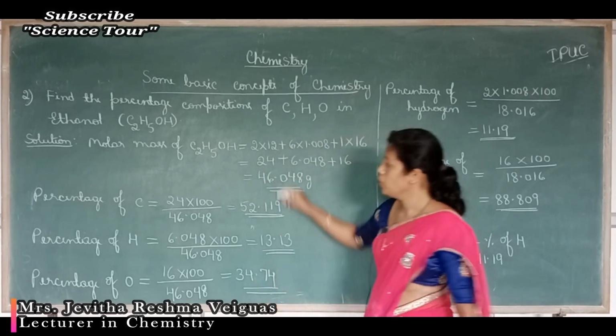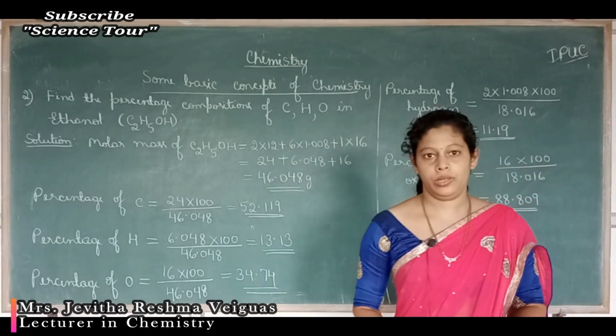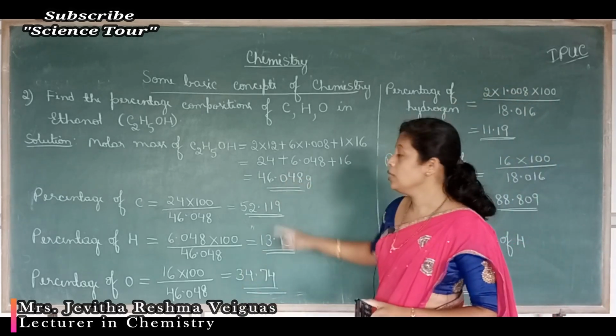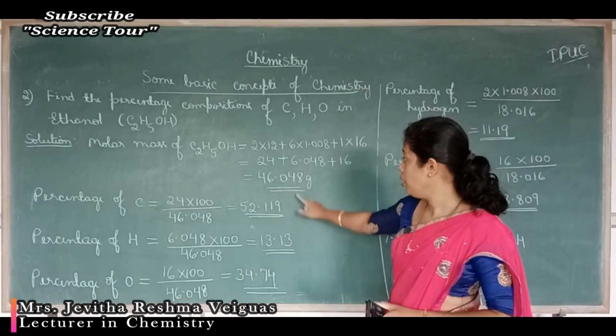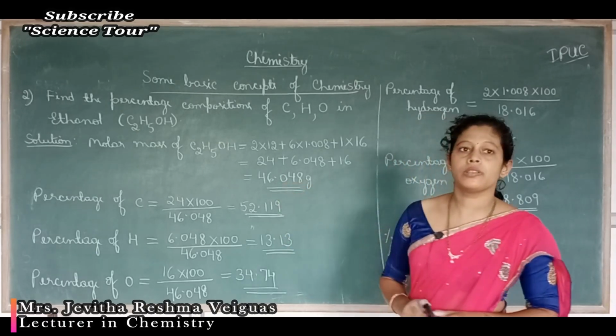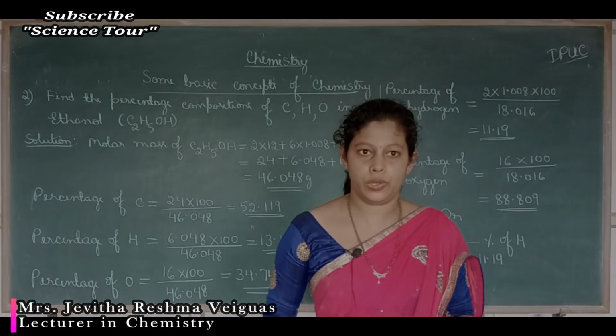So this is how you can calculate the percentage of any element for the given compound. To do this, first you have to find the molar mass, then calculate the percentage of the given elements.